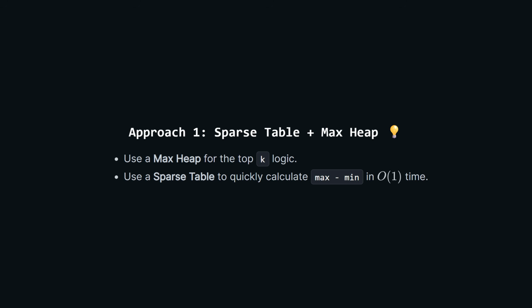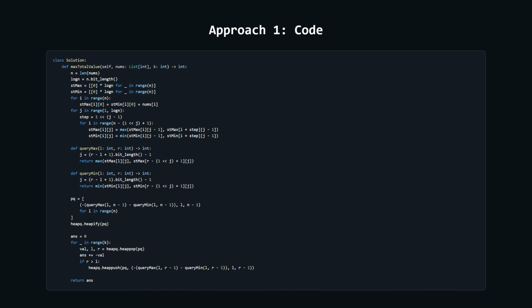Our first approach uses exactly this heap logic. To quickly calculate the score of any subsection without scanning it every time, we pre-calculate something called a sparse table, which gives us the max and min instantly. Here is the full Python code for the first approach. Let's break down the important pieces.